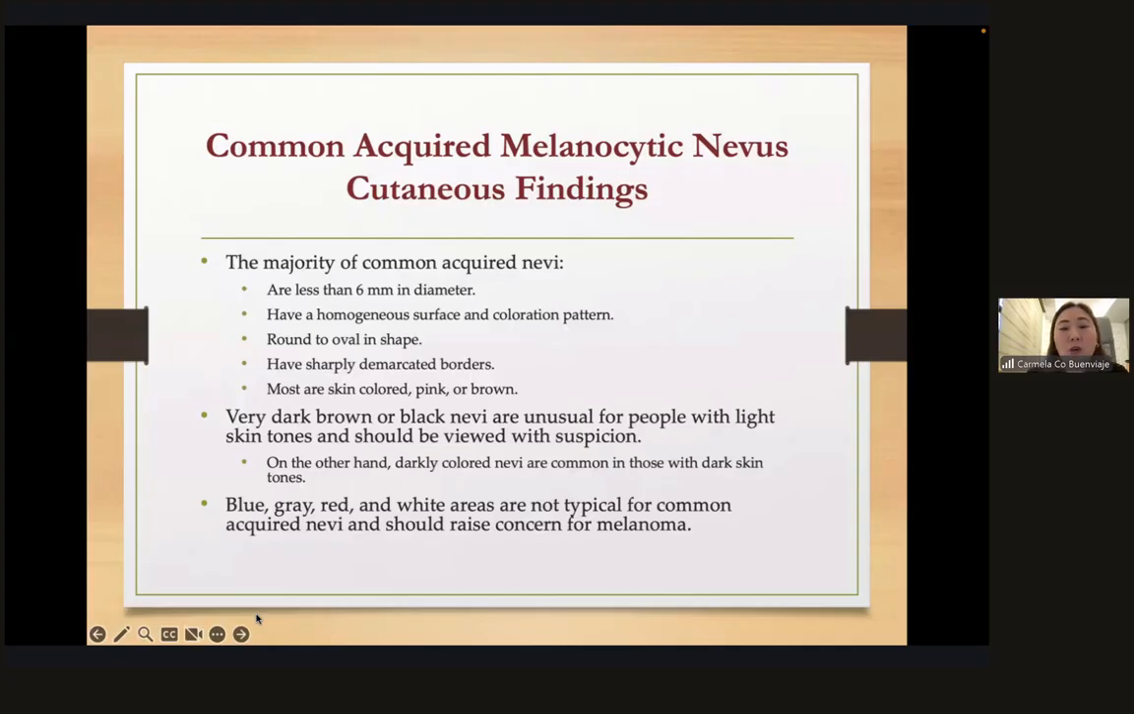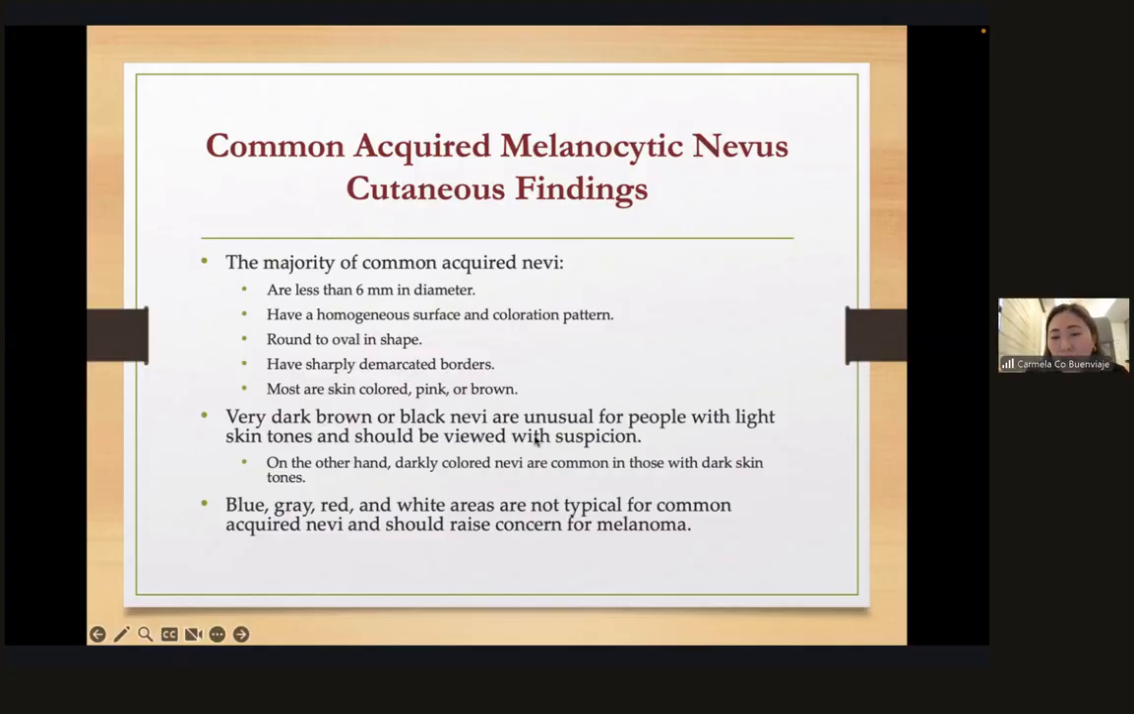So the majority of common nevi usually have these features. They are less than 6 millimeters in diameter, have a homogeneous surface and coloration pattern, they are round to oval in shape, they have sharply demarcated borders, and most are skin-colored, pink or brown. So these are the classic characteristics of common acquired melanocytic nevi. So if it varies from this, then we should do a biopsy and consider other conditions, especially malignant conditions.